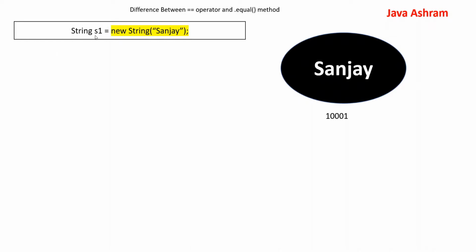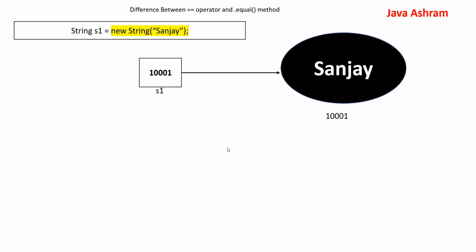Thereafter we are writing String s1 and storing the object address into s1. If you are writing String s1, then s1 will also get created in stack memory, and s1 will store the address of the object. The address of this object is 10001. So s1 is storing 10001, and once it stores the address of the object, it starts pointing to this object. So s1 is the reference variable pointing to this object by using this address.